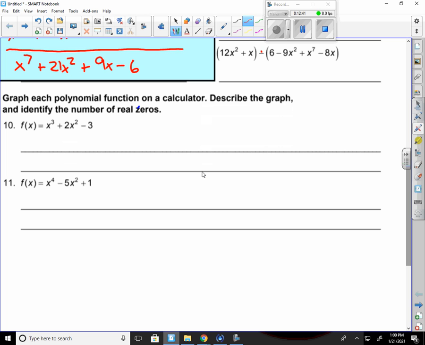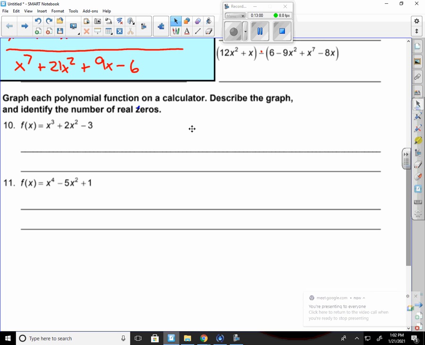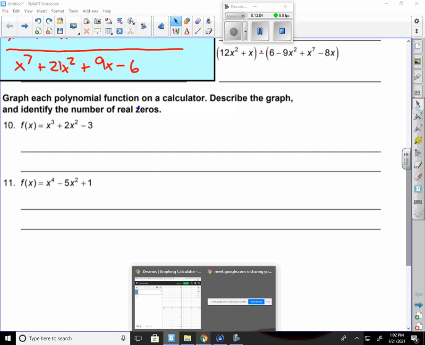Number 10, graph each polynomial function on a calculator. Describe the graph and identify the number of real zeros. So if I graph this on the calculator or on Desmos, that would be the easiest. So once we're in Desmos, we can graph this. It's x to the 3rd plus 2x squared minus 3.